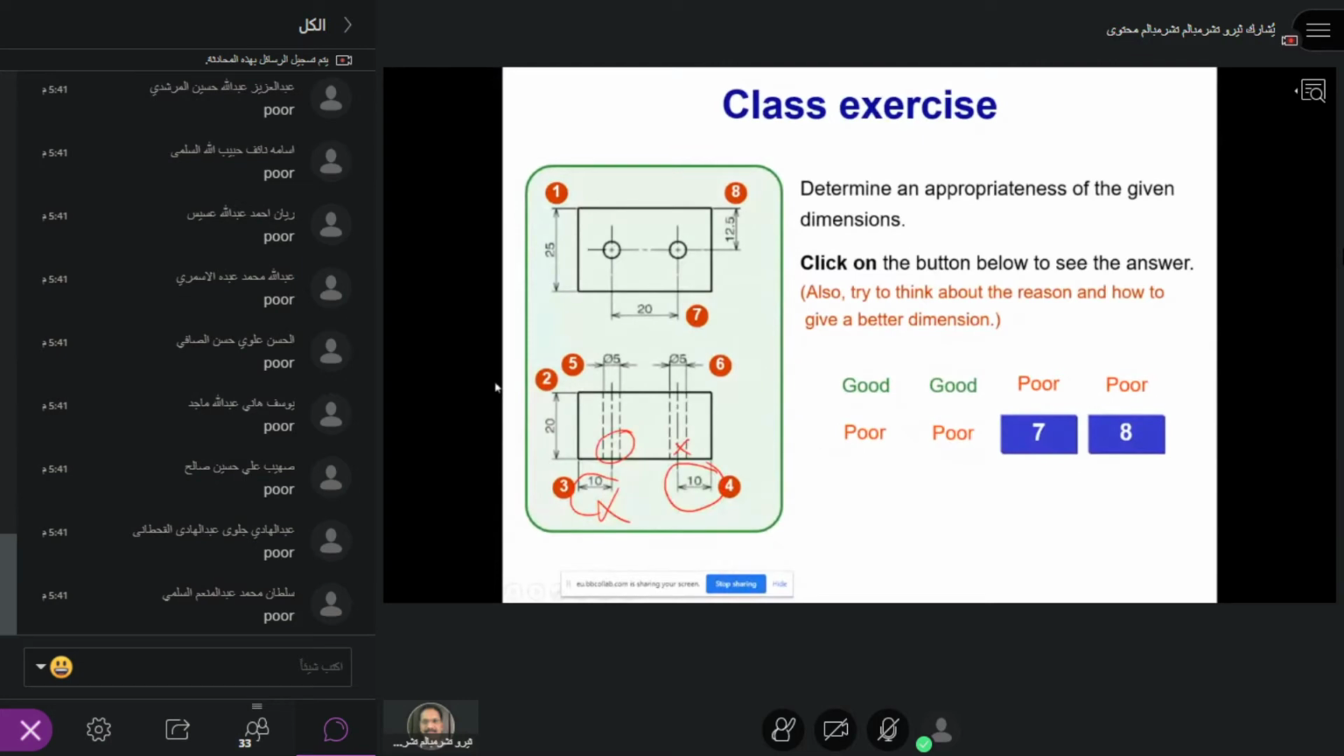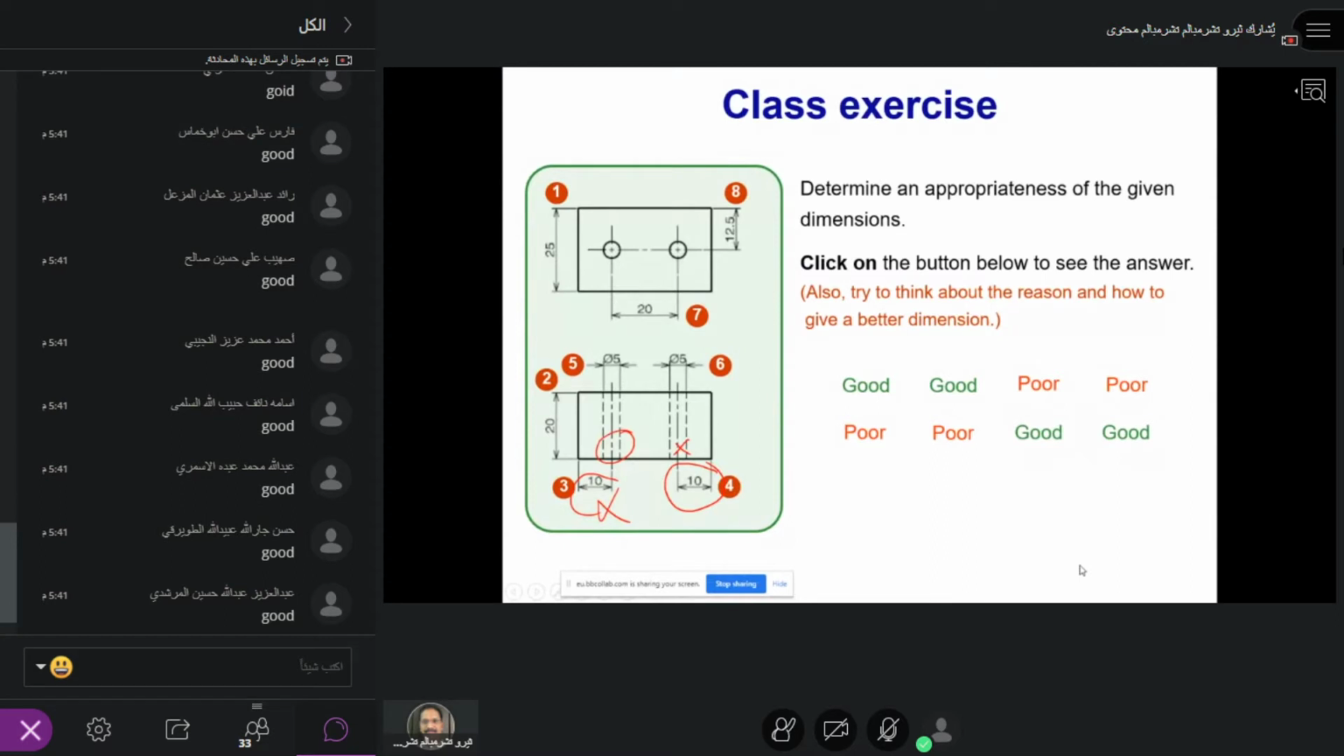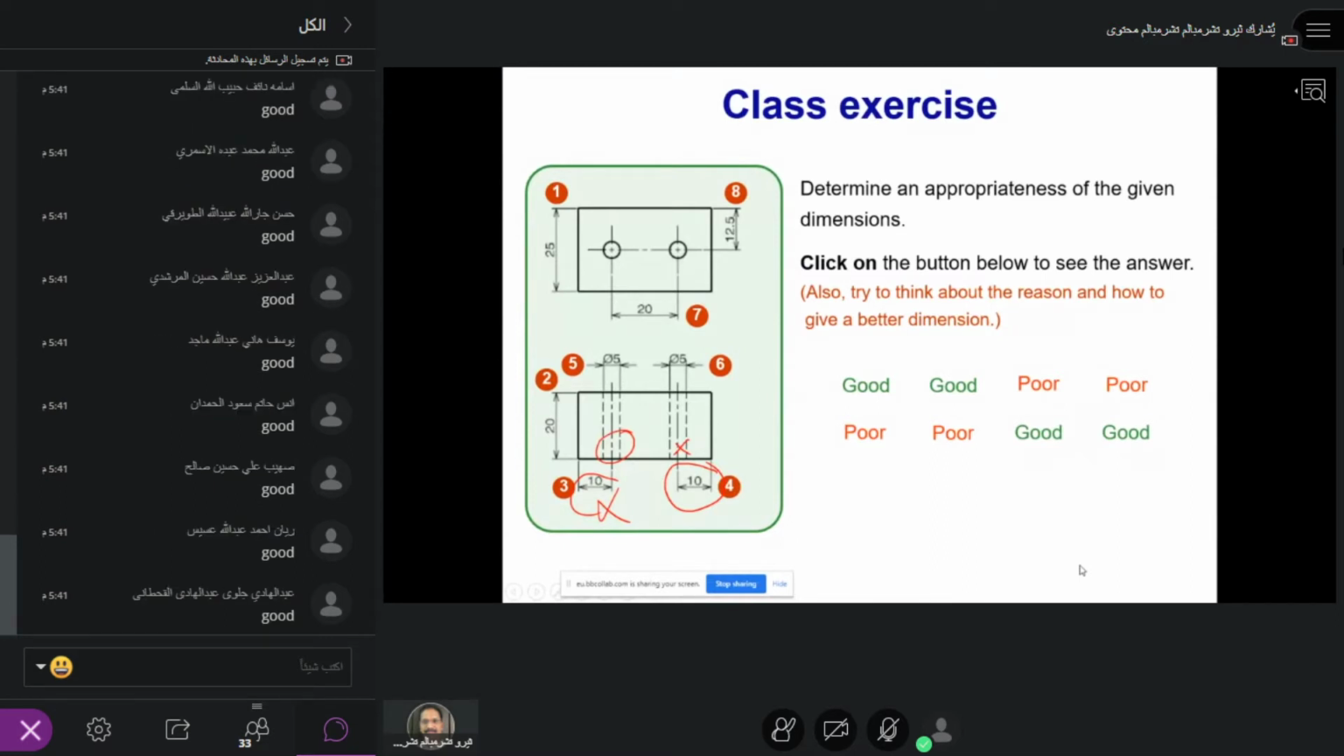What about 7? 7 should be good. Alright. What about 8? 8 is also good. So please check your answers. If your answer is good, then you are good. If all your answers are good, it means you are good in dimensioning. Just check the whole answers, and if you corrected it and what mistakes you did, just try to reason it.